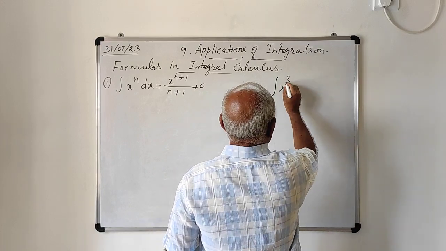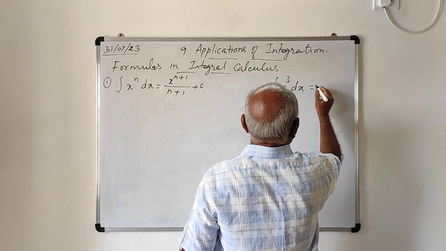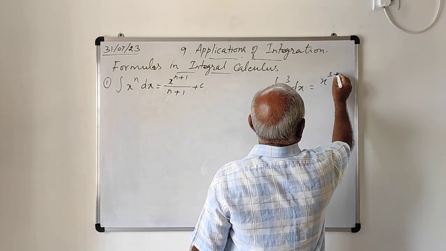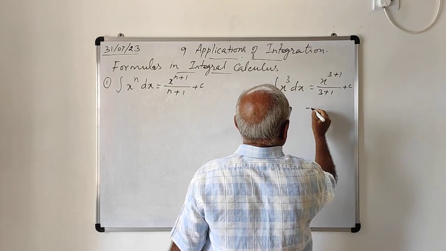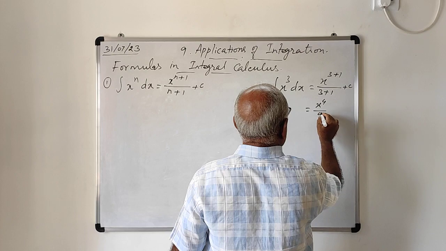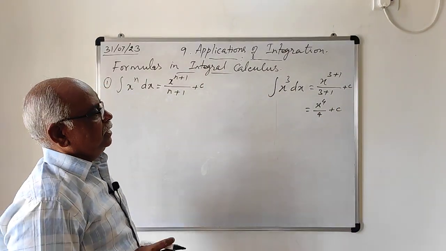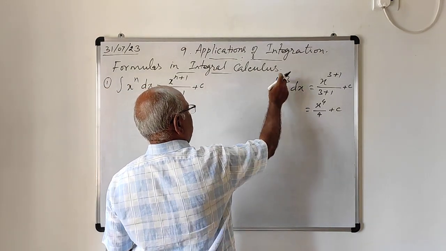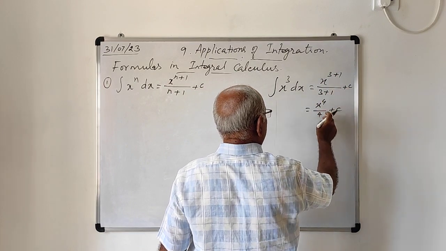For example, consider the integral of x cube dx. Using that result, where n is an integer, we get x power 3 plus 1 by 3 plus 1, plus c. That is your answer: x power 4 by 4 plus c. This is the value of the indefinite integral of x cube dx. There are no lower and upper limits, therefore the integral of x cube dx is x power 4 by 4 plus c.